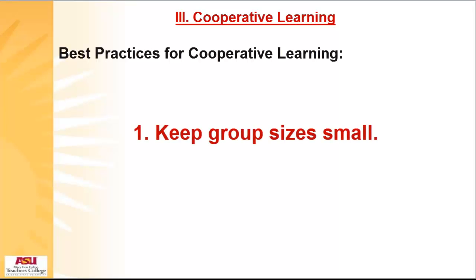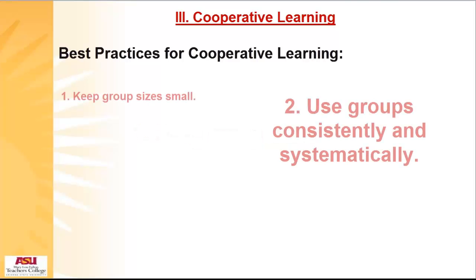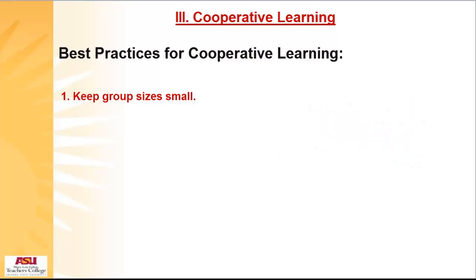First, keep group sizes small. In general, groups should contain no more than 5 students. Second, groups should be used consistently and systematically. Kids are far more likely to respond favorably to cooperative learning if it is well organized and used on a regular basis rather than only sporadically.